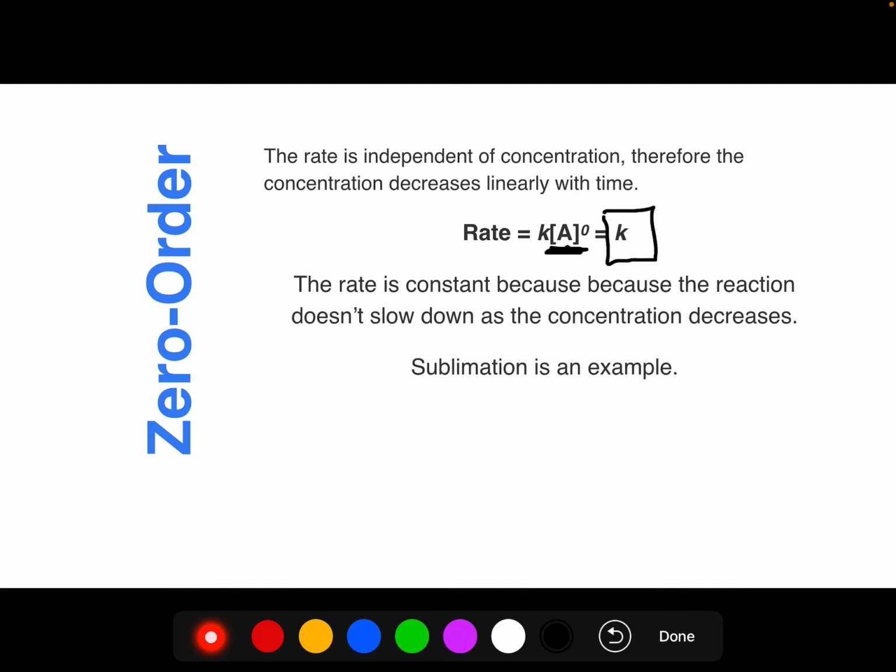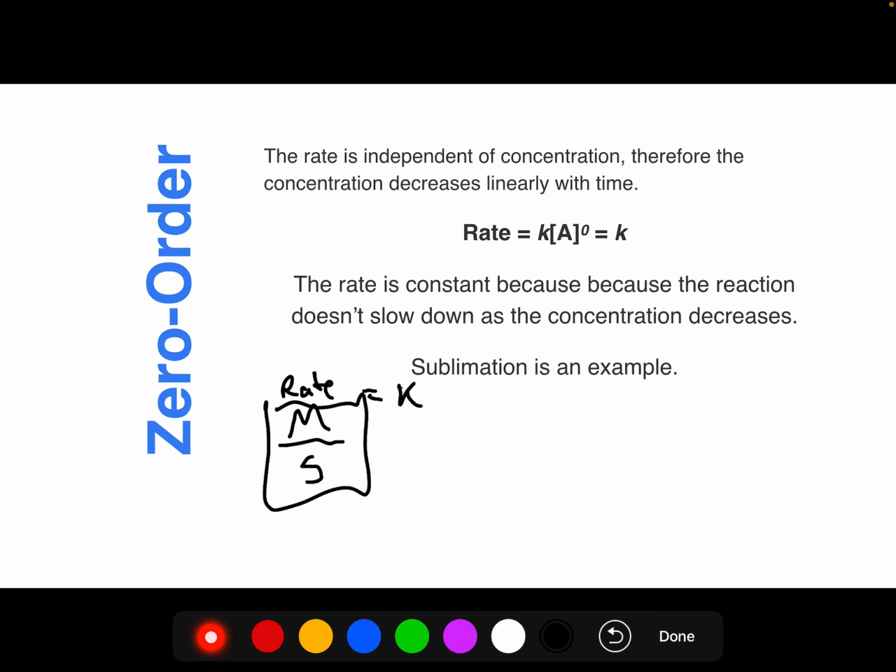Now this is the bad part about the rate law. The rate constant units change with each order. So if you look here, we have molarity per second is the rate, and that has to stand. It's always going to be molarity per second. So if that's equal to K, that means that the units of K in a zero order reaction must also be molarity per second. So on a zero order reaction, the units of the rate constant are molarity per second.